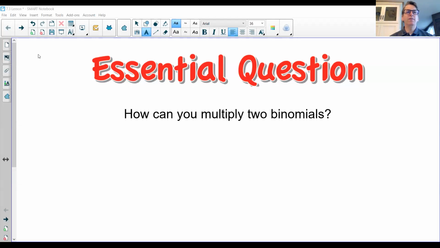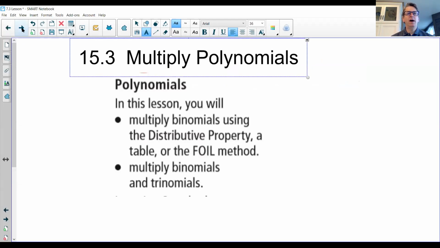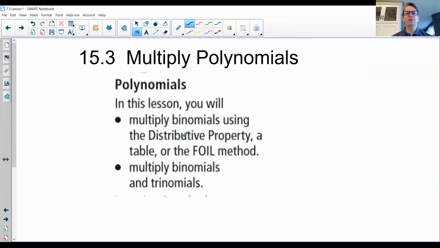Before I get into the major part of this, I want to go through what it means to multiply a polynomial. We're mainly going to focus on binomials, okay? A binomial would be something that looks like x plus 2. That's an example of a binomial.